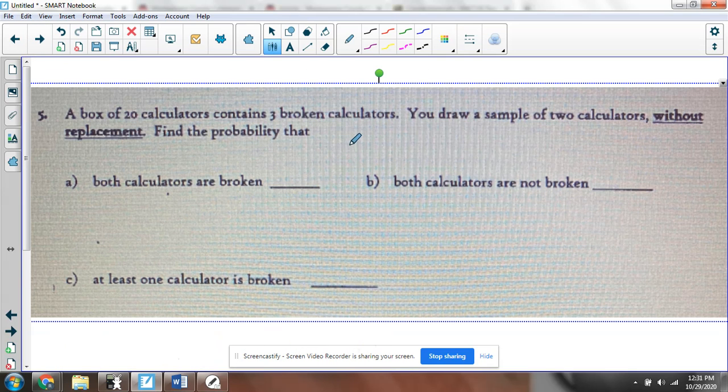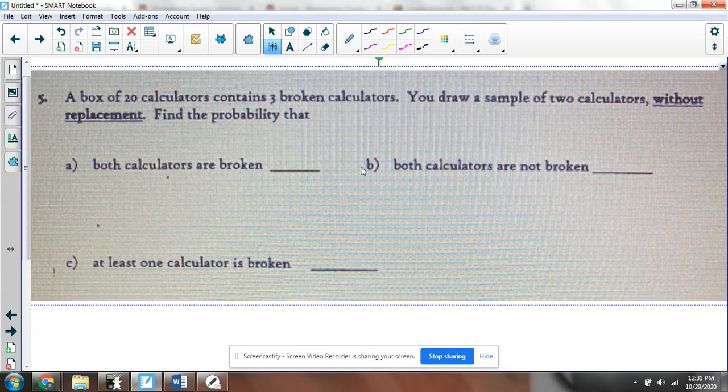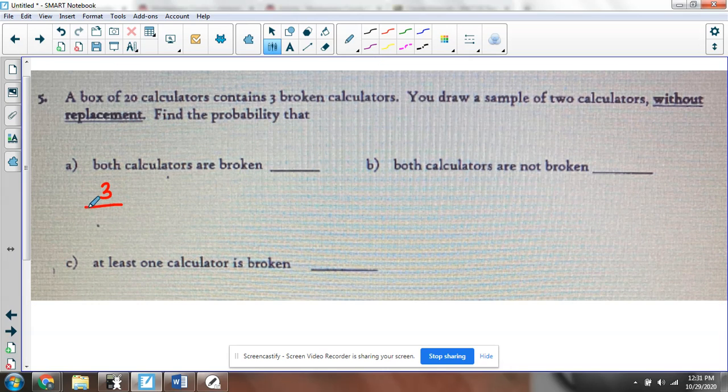Okay, box of 20 calculators contains 3 broken calculators. You draw a sample of 2 calculators without replacement. Find the probability that both are broken. So the probability that the first one is broken is 3 out of 20. When you find the probability of the second thing, always assume you got what you wanted the first time. So we assume we took a broken calculator out. So how many are left? There's 2 calculators that are broken left. There are 19 calculators left. So now we're just going to multiply those together.